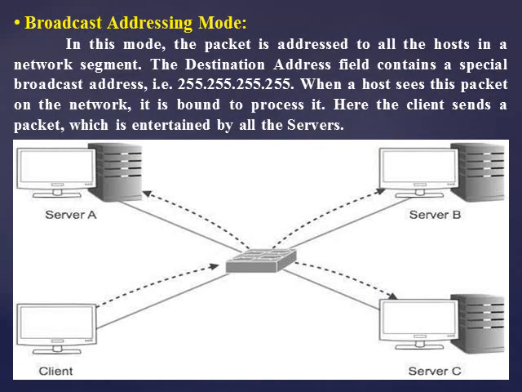The second addressing mode is called the broadcast addressing mode. In this mode, the packet is addressed to all the hosts in the network segment. As shown in the figure, we have the 3 servers again, server A, server B, and server C. Packets are destined to all the servers, that is server A, B, and C respectively. The destination address field contains a special broadcast address, that is 255.255.255.255. This is the special address through which the packets are broadcast among all the servers.